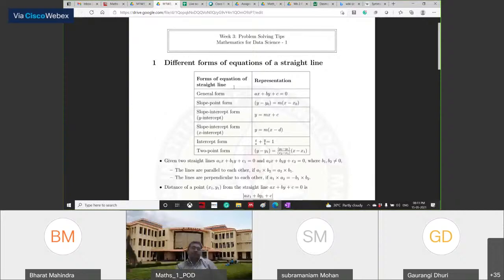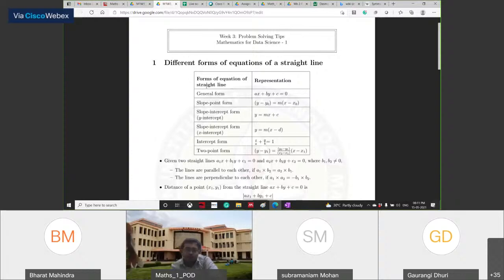Defined forms of equations are there in week 3. So general form is there, which we know ax plus by plus c is equal to 0, right? And that same equation can be transformed into different forms. There are slope point form, slope intercept form, I mean, two kinds of slope intercepts, intercept form and 2-point form. So ax plus by plus c is equal to 0, and then from that we can transform.